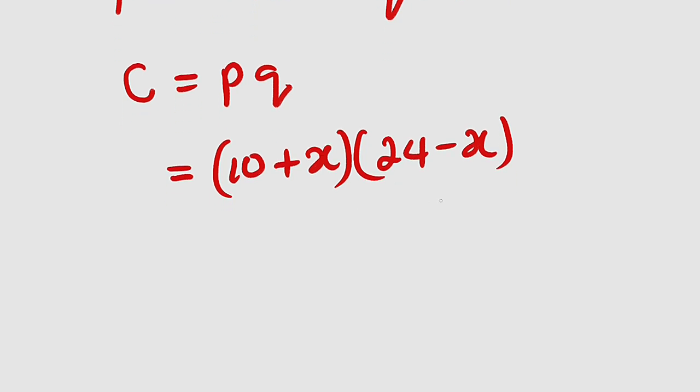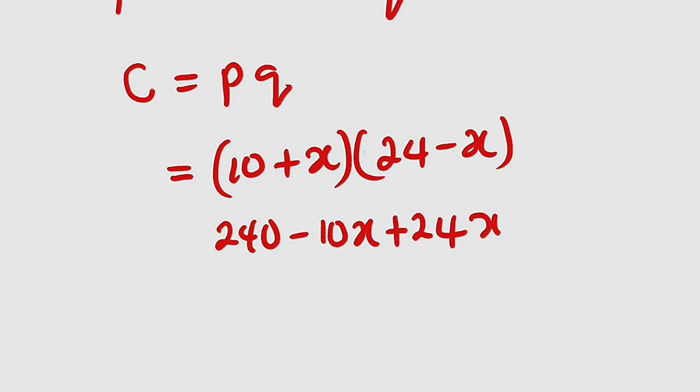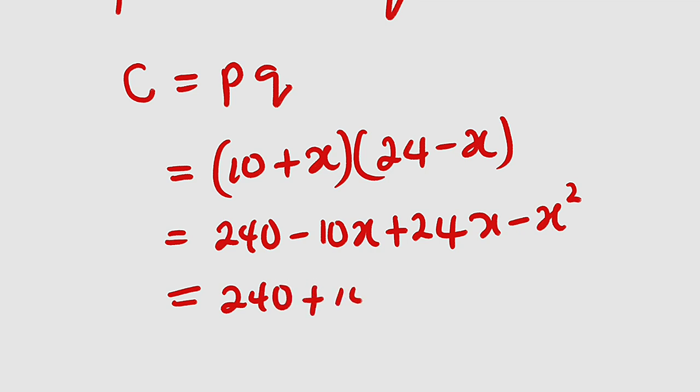So let's expand. We have 10 times 24. That will give us 240. 10 times negative X. That will be negative 10X. X times 24. That will be 24X. Then X times negative X. That will be negative X squared. Do we have any like term here? Yeah, this and this together, that will give us positive 14X. So this is equal to 240 + 14X - X squared. So this is what? The total cost.